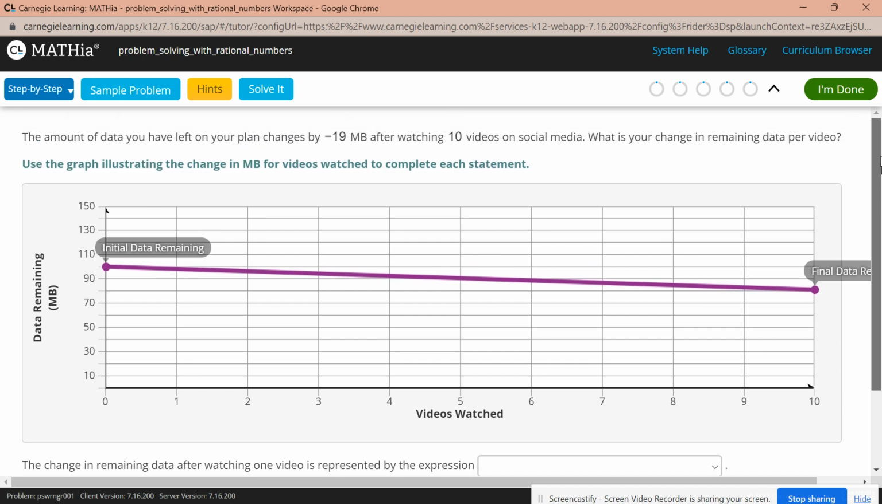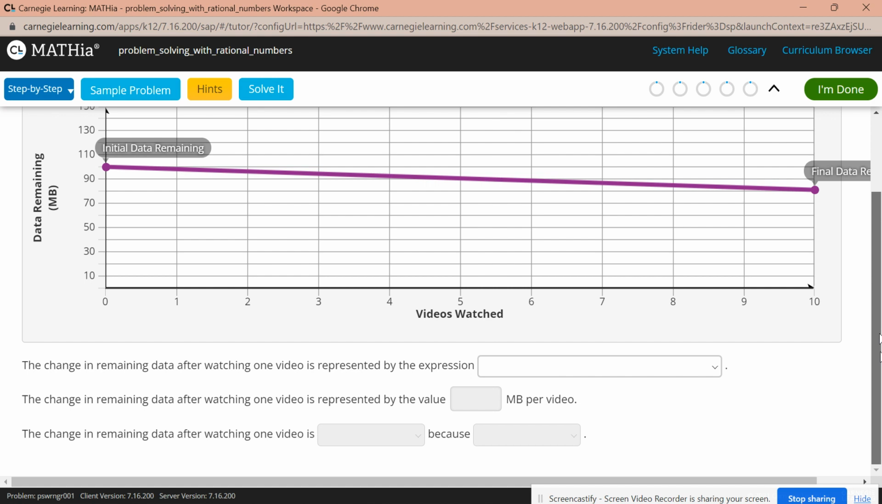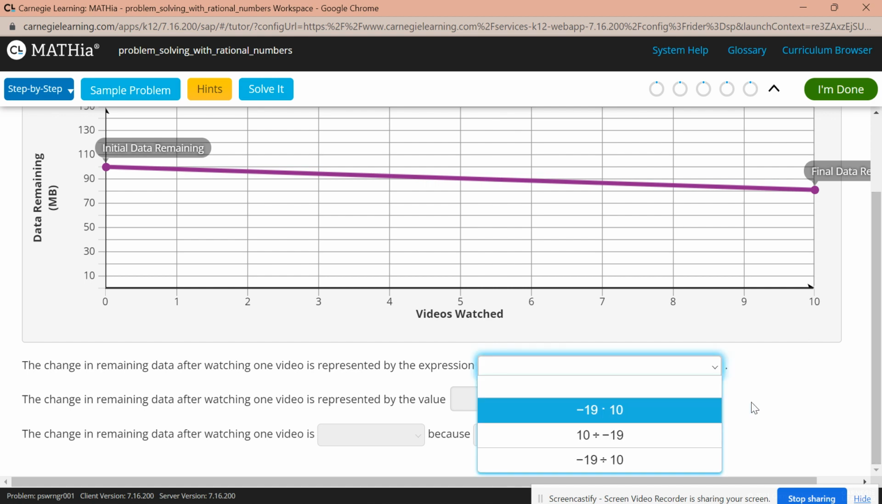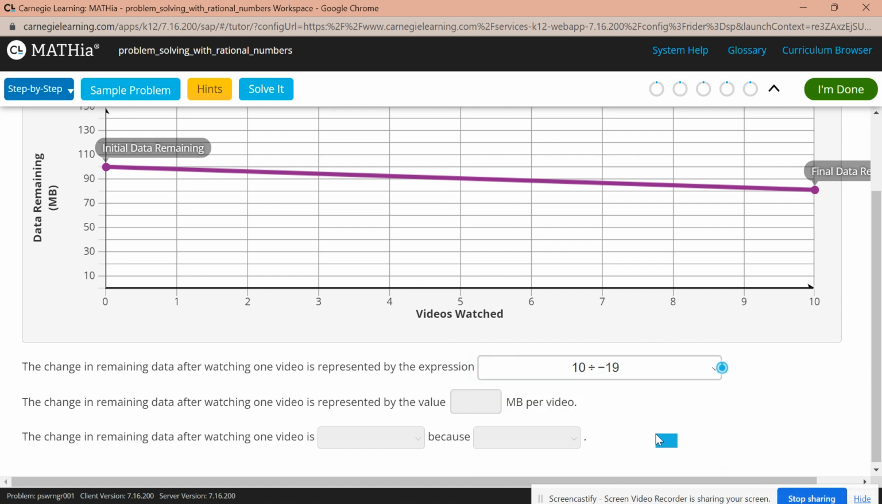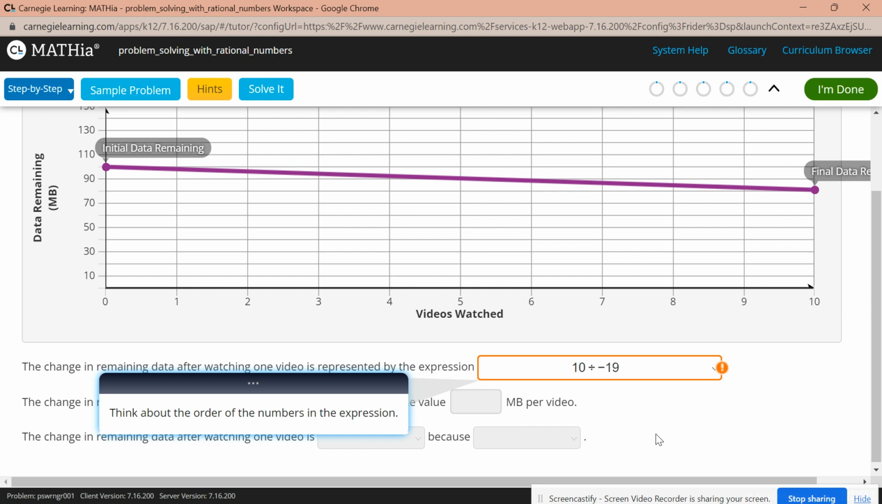The amount of data that you have left on your plan changes by negative 19 megabytes after watching 10 videos on social media. So do you want to choose? I really like doing this when I show you guys videos, especially for something that seems to be complicated. I want to try to choose. Oh, there we go. Think about the order of the number in the expression. So it has 10 divided by negative 19, but it's telling you to think about the order.